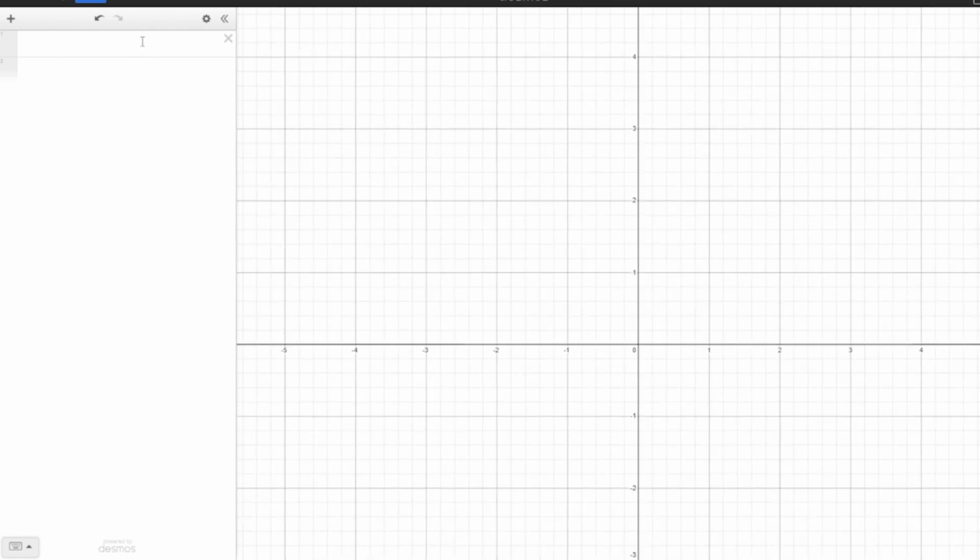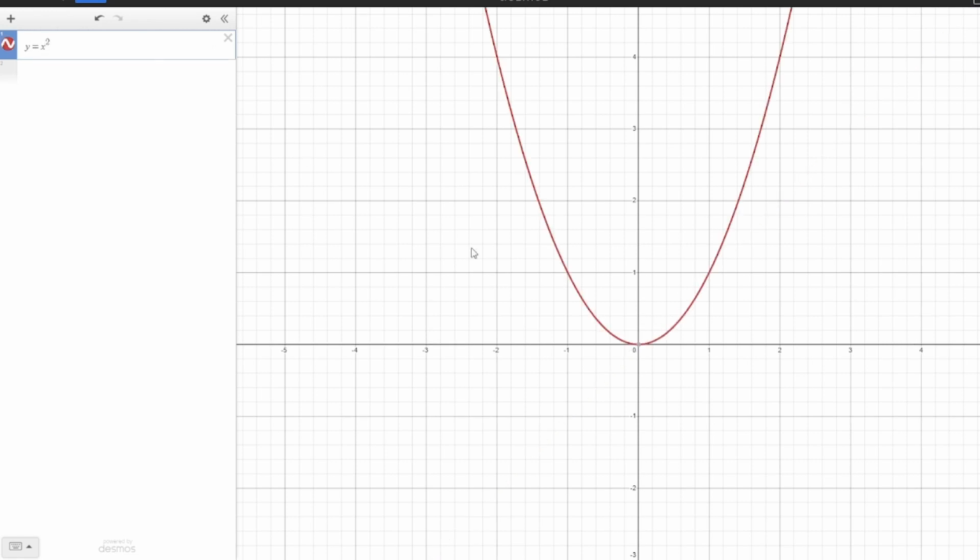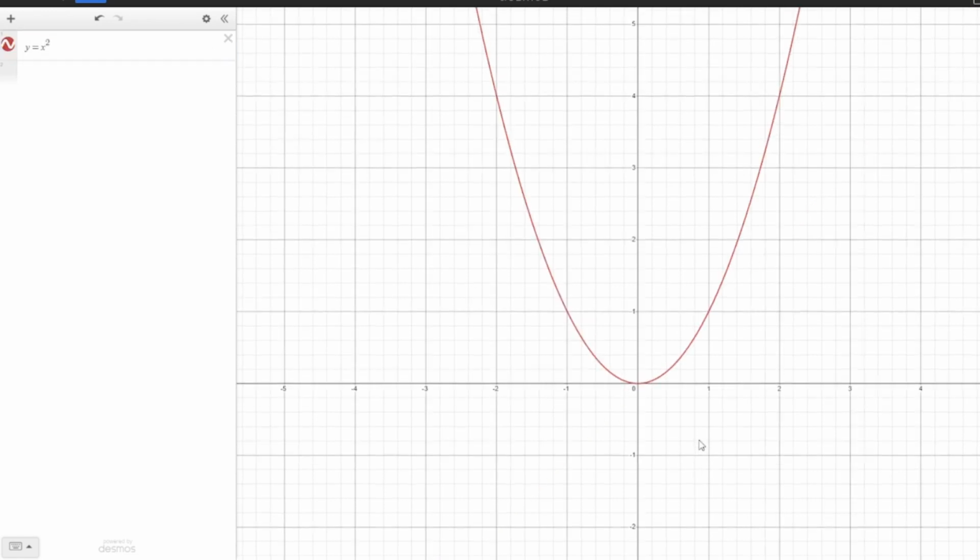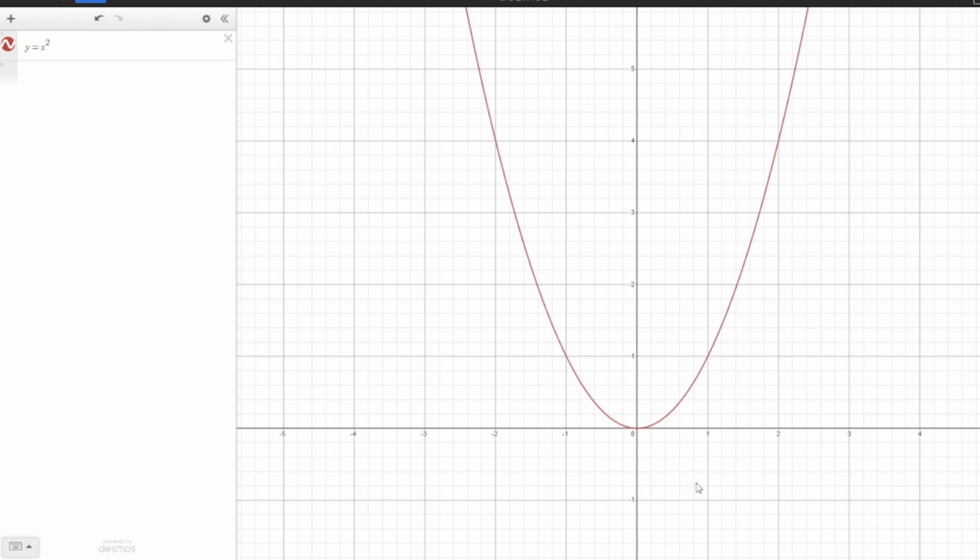So, right over here, I'll do y equals x squared. Now, this is an example of a quadratic function. As you can see, my equation has a degree of 2, and it takes the shape of a parabola. This almost like curve is known as a parabola. And there are many types of quadratic equations.